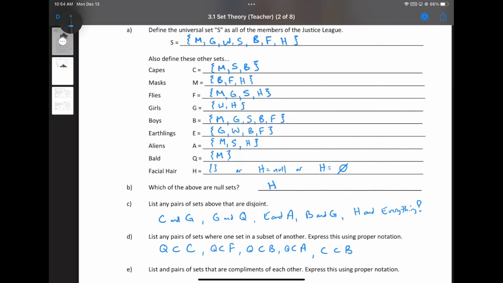And then the last one I'm going to point out, again, this may not be all of them. It's really kind of time consuming to go through and check every possible combination here, but facial hair is going to be a subset of everything, for the same reason as before. A null set is always going to be a subset of every other set because it doesn't contain any elements that aren't in the larger set. Again, a little bit redundant, but eh.